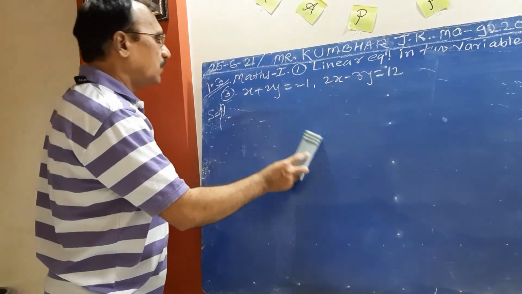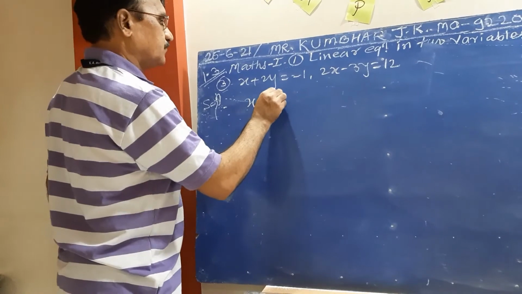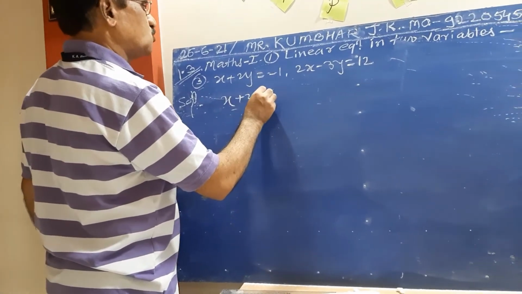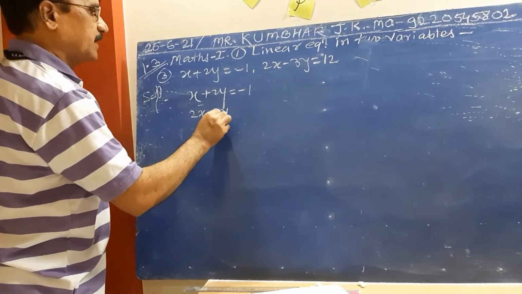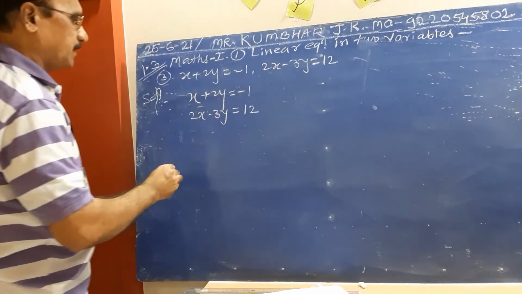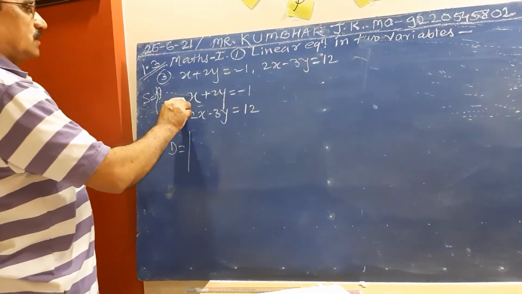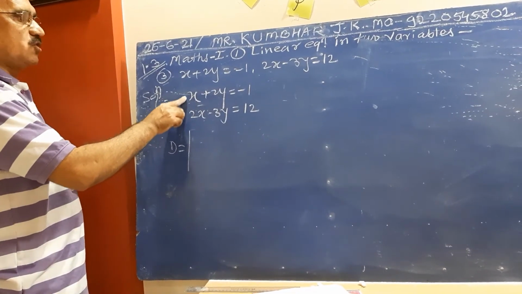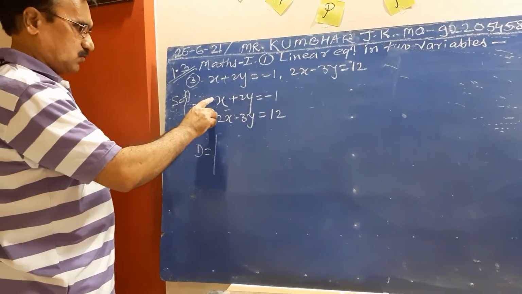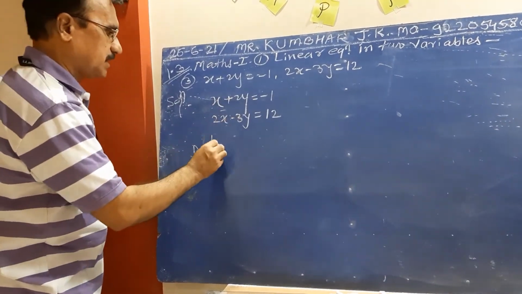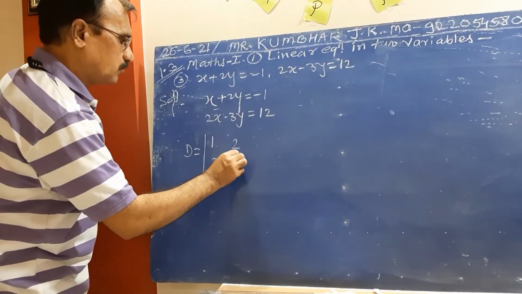Before that, for convenience, write these two equations in this form: x plus 2y is equal to minus 1 and 2x minus 3y is equal to 12. This is for our convenience. D is equal to, here there is no coefficient of x, and you know if there is no coefficient it should be 1, means 1, 2 and 2, minus 3.